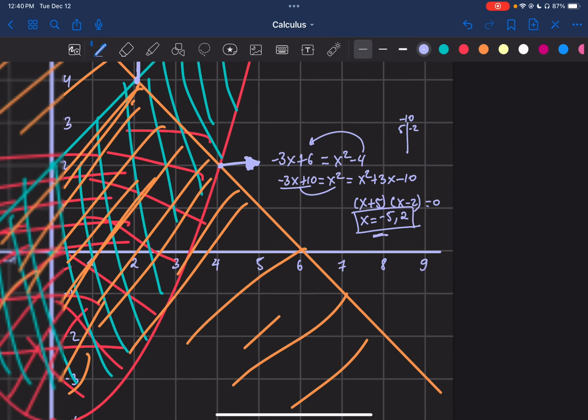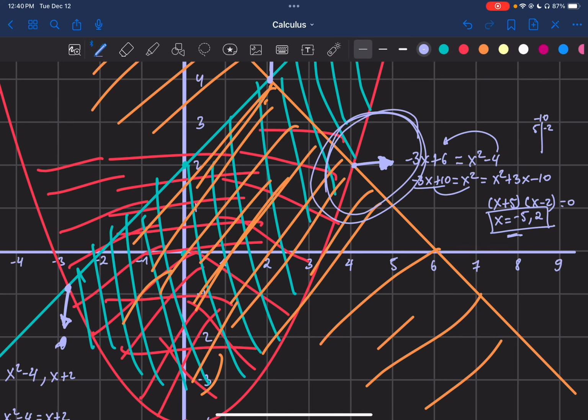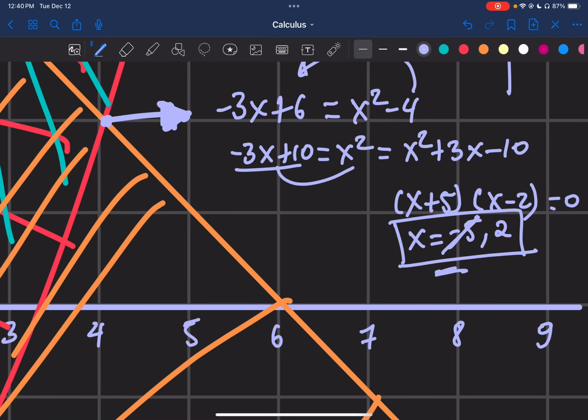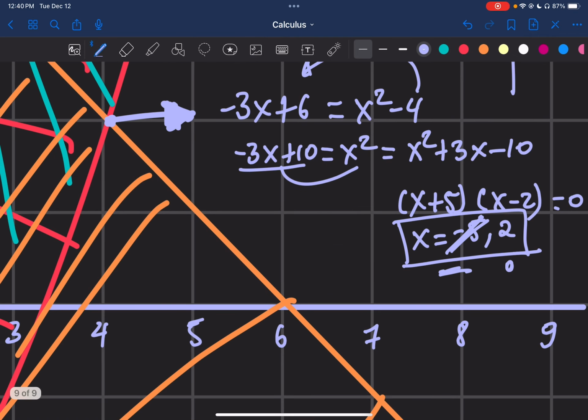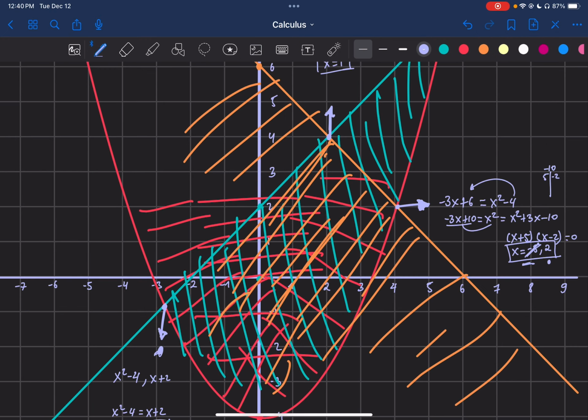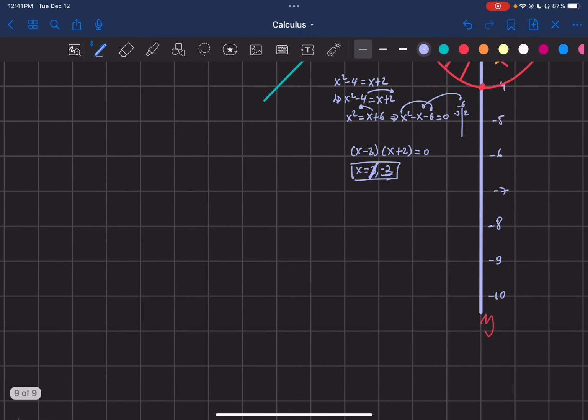If I look at this graph once again, this portion of the graph is actually on the right side of the x-axis, which means that it's on the positive. So this negative 5 is not what we're looking for. We're going to be using 2. Now, the next step is to set up our equation to find the area under the curve.